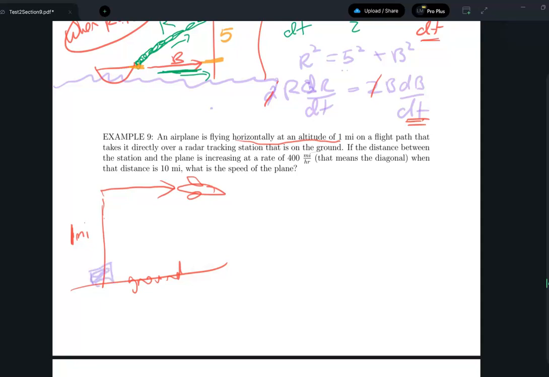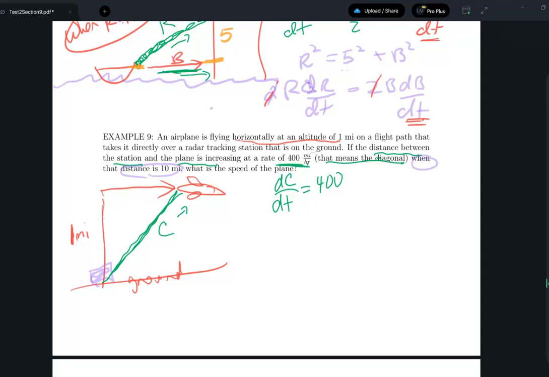Okay, it flies over a tracking station on the ground. So here we go, tracking station. If the distance between the station and the plane, I even wrote it down here, so just so you're clear, that's this distance, right? If that distance is increasing at 400 miles an hour, I'm just going to call it C. So dc over dt is 400, and it's getting bigger because the plane is moving away, right? And let's see, what else do they give us?